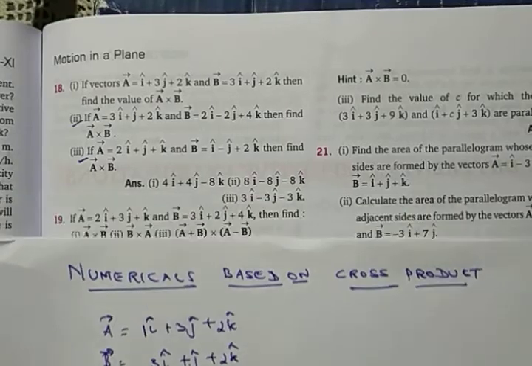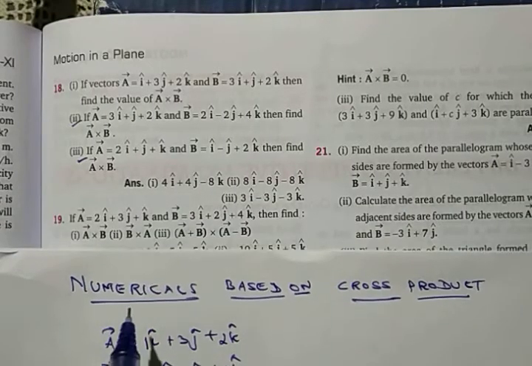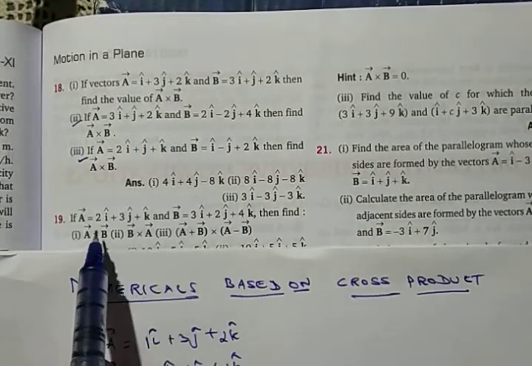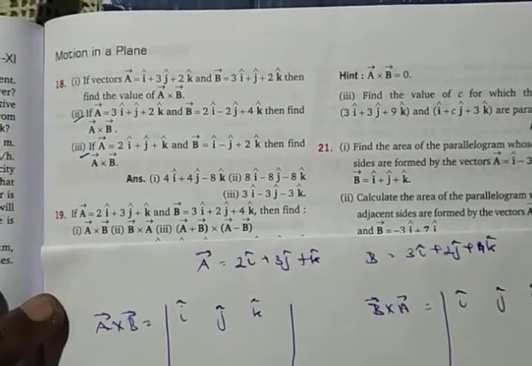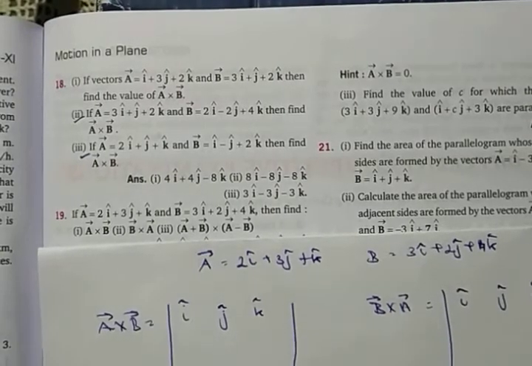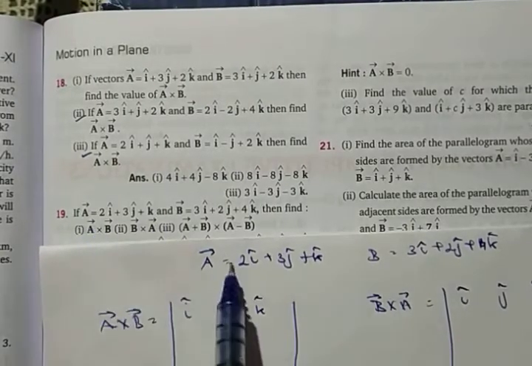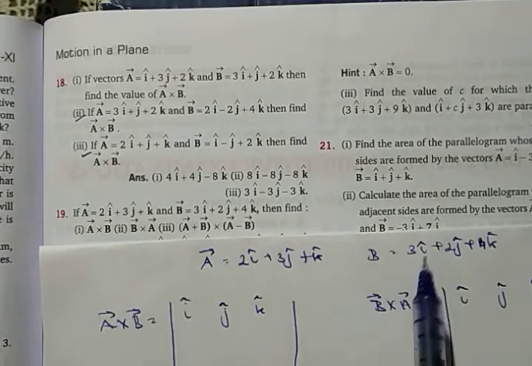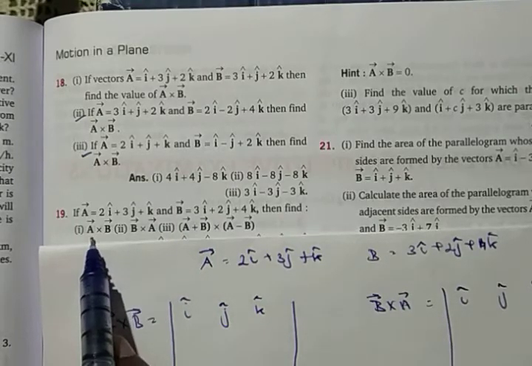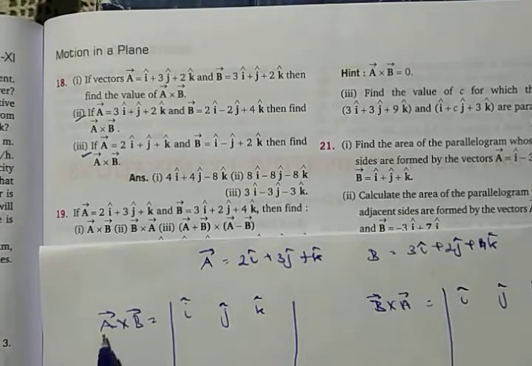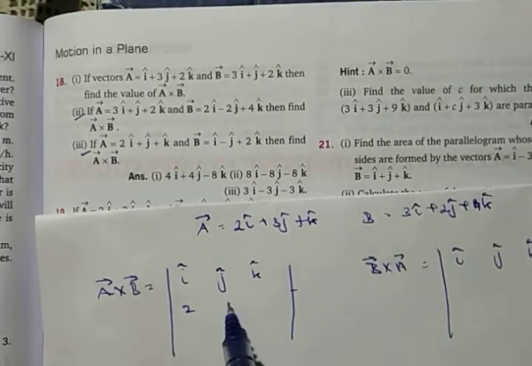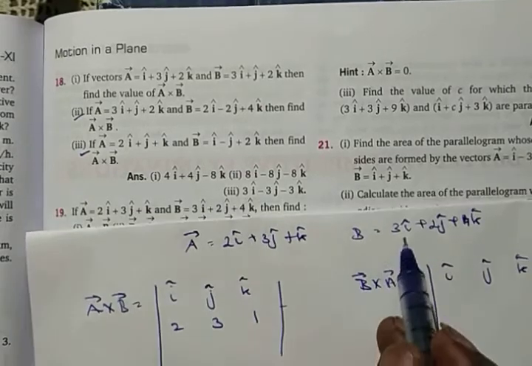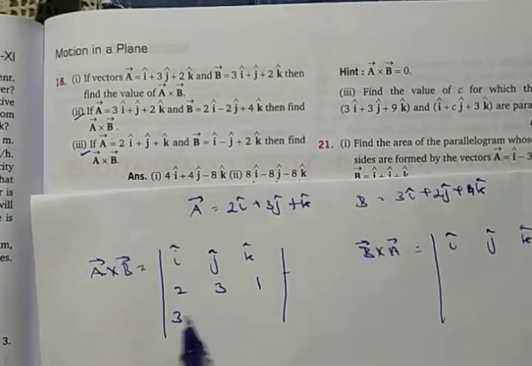Fine. Now I will go to question number 19. Now 19th also is quite similar. So we will try to do question number 19 right now. In question number 19, the expressions are given here as A vector, and then B vector is given here. First thing, A cross B is asked. So what is A cross B? The first row you will get the A value, so 2, 3, 1, and the B value will follow. So it is 3, 2, 4.